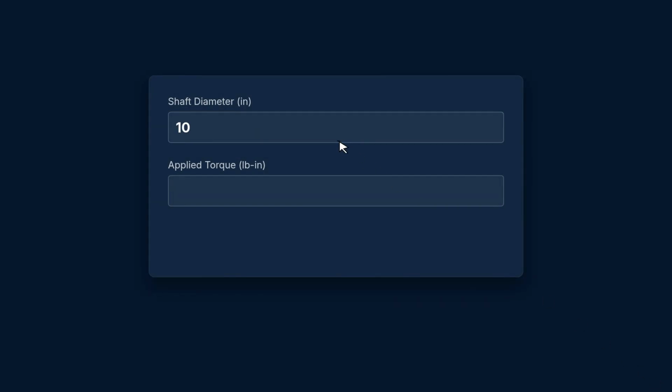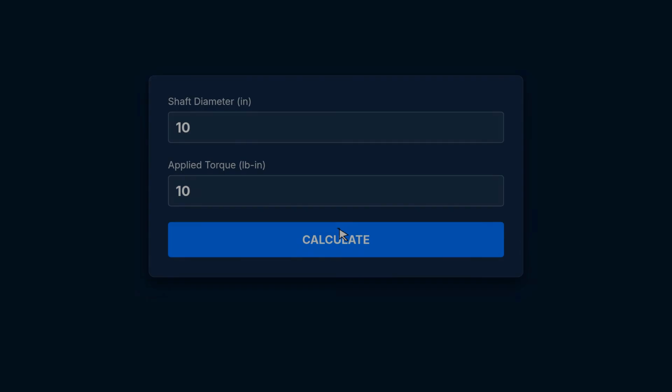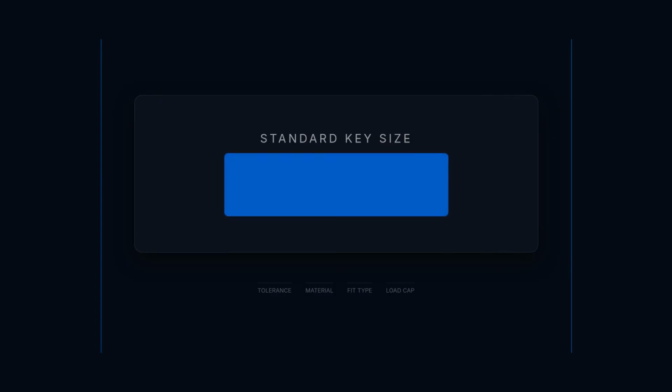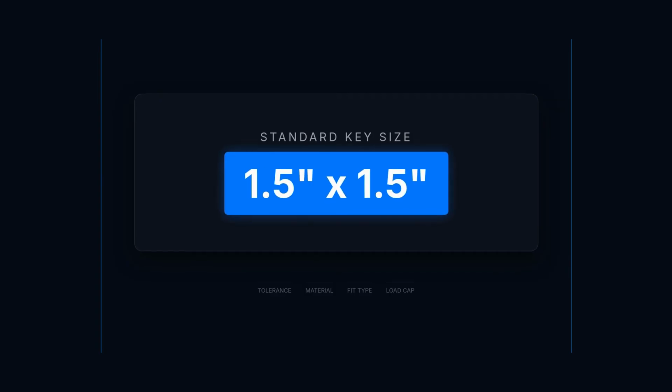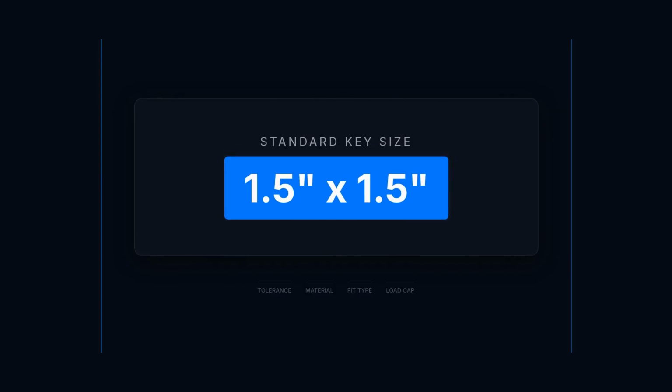For this demonstration, I'm entering 10 inches for the shaft diameter and 10 pound-inches for the torque. After clicking Calculate Key Size, the calculator provides 4 critical outputs. The standard key size shows 1.5 inches by 1.5 inches for width times height.